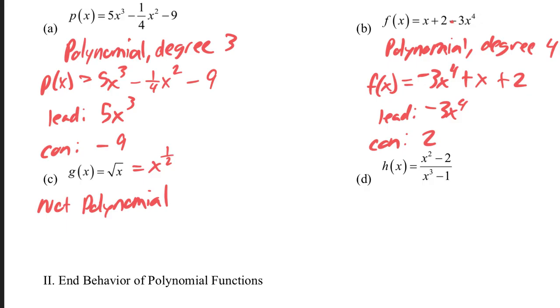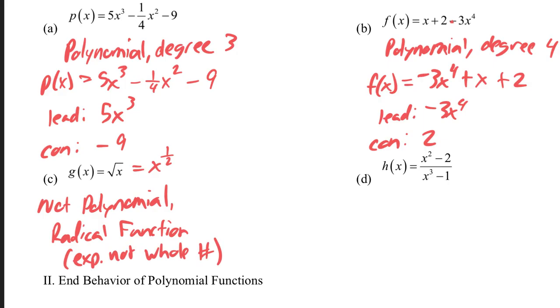You could say it's not a polynomial function because it's a radical function, which is the next type of function we'll look at. Or you could say because the exponent is not a whole number. Those two justifications are the same thing. So it's not a polynomial, it's a radical function. Or you could say the exponent is not a whole number. Okay? And whether that's a standalone square root function or just one term within it, right?